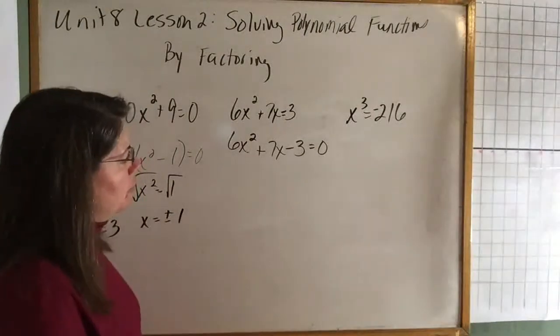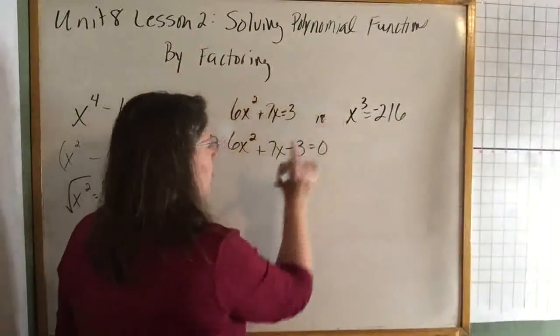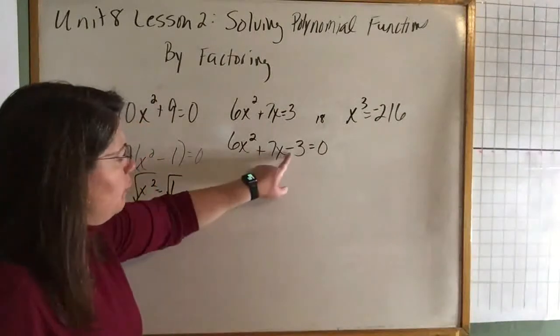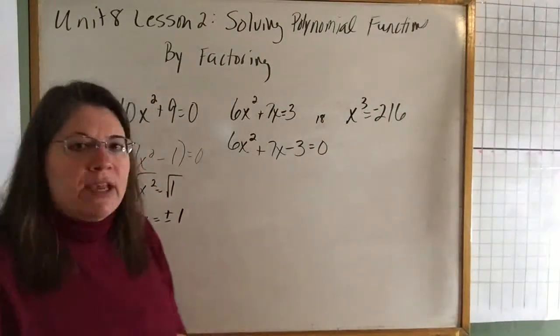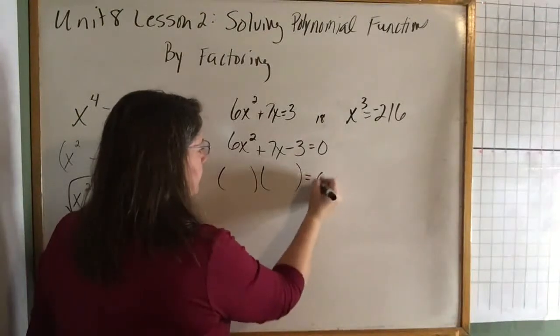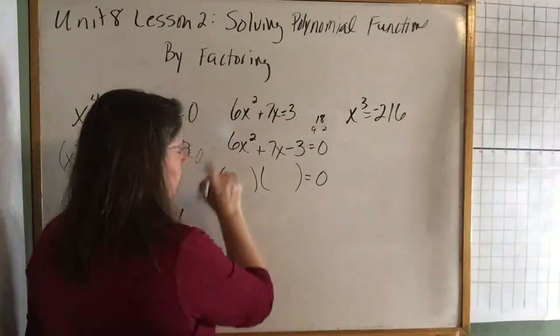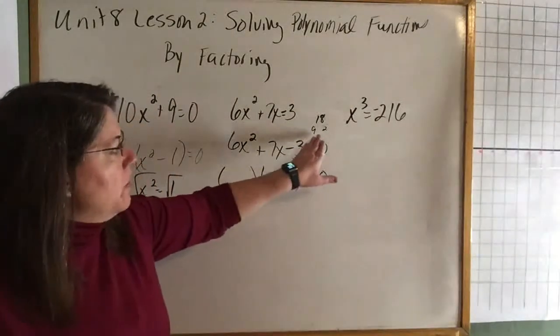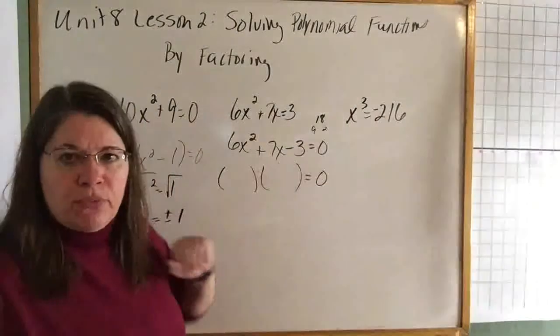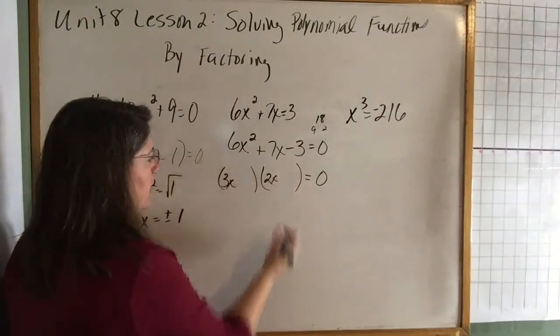So the first thing I'm going to try to do here is to factor this. 6 times 3 is 18. Are there factors of 18 that subtract to give you 7? I would say 9 and 2. So I need to make a 9 and a 2. To make 9 and 2 out of 6, 1 and 6 is not going to work because 6 doesn't go into either of those, but 3 and 2 would work. So I'm going to use a 3x and a 2x.